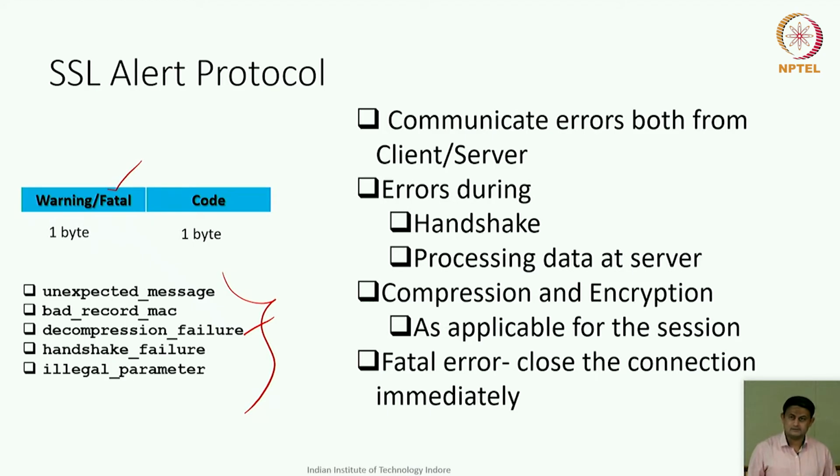Or the handshake failure, since the handshake is used for establishing the connection right at the beginning. If there is an issue with establishing the connection itself, you can use that. And if there are some illegal parameters passed to the SSL communication channel, that can also be identified. We'll see what kind of parameters are transferred during connection establishment and other phases in a minute. So that is what the SSL Alert Protocol is all about. Very simple protocol, only 2 bytes. One indicates the warning and the second one is the code.